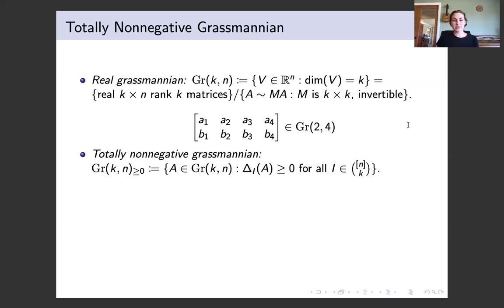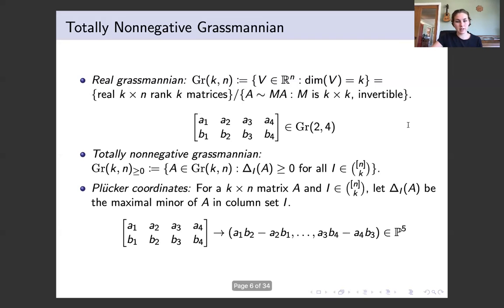The object that we are actually interested in is the totally non-negative Grassmannian. This is the subset of matrices in the real Grassmannian that have totally non-negative Plücker coordinates. The Plücker coordinates of a matrix is an ordered list of its maximal minors, which are the determinants of its k by k submatrices. So as an example here for our 2x4 matrix, there will be six Plücker coordinates. The first Plücker coordinate is determined by the first two columns, and the last Plücker coordinate is the determinant of the submatrix with the last two columns 3 and 4.